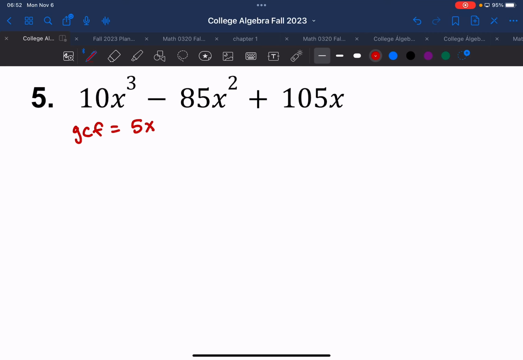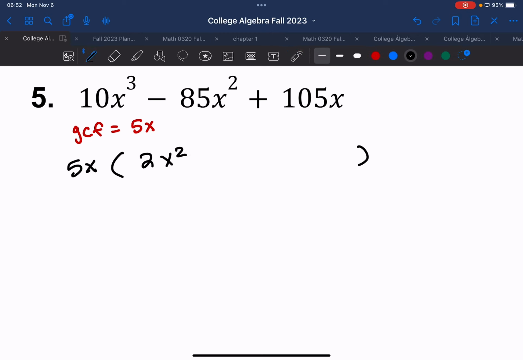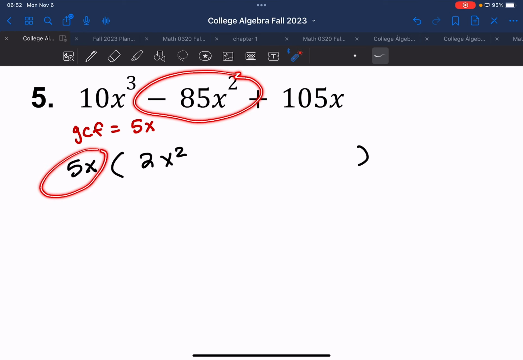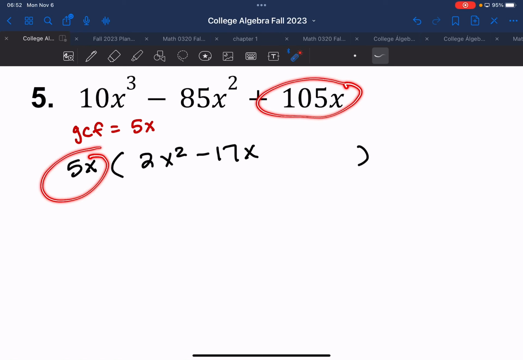So we can take out a GCF of 5x, which means before we start this problem, we're going to have to divide every term by 5x. So 5x remains on the outside. Draw our parentheses. So what's 10x cubed divided by 5x? 2x squared. What about negative 85x squared divided by 5x? Negative 17x. And then lastly, 105x divided by 5x? 21.